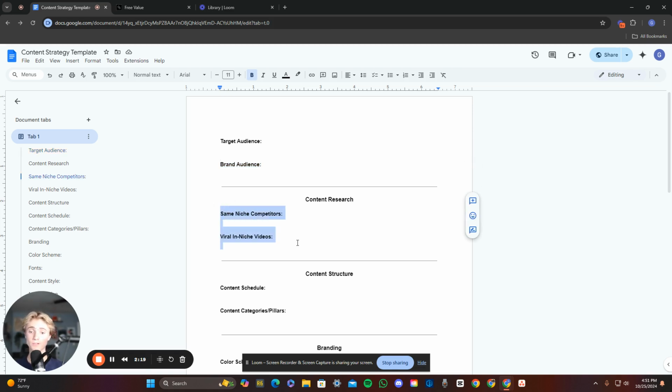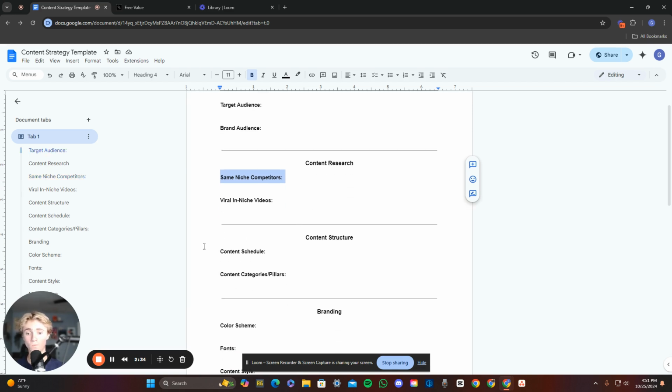But then the content research that you need to do before you start dumping money into content, before you start posting any content to go out there to represent your brand, are a few things. Number one, you need to find your same niche competitors, right? Who is in your niche? What are they doing? What's working for them? What's not working for them? Because finding this is going to help you with your content structure.